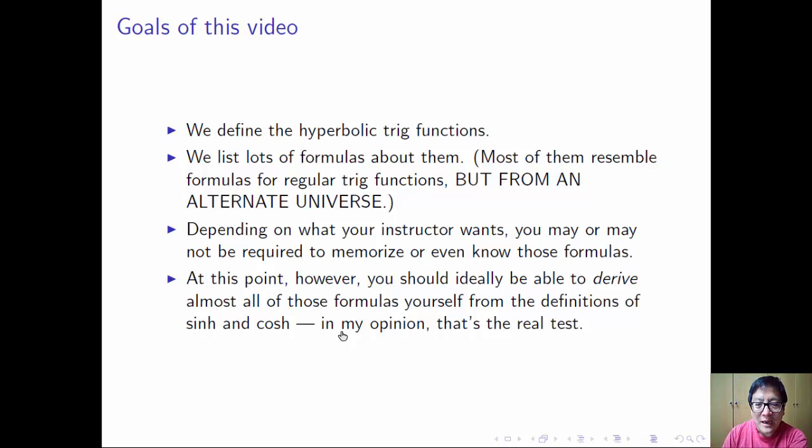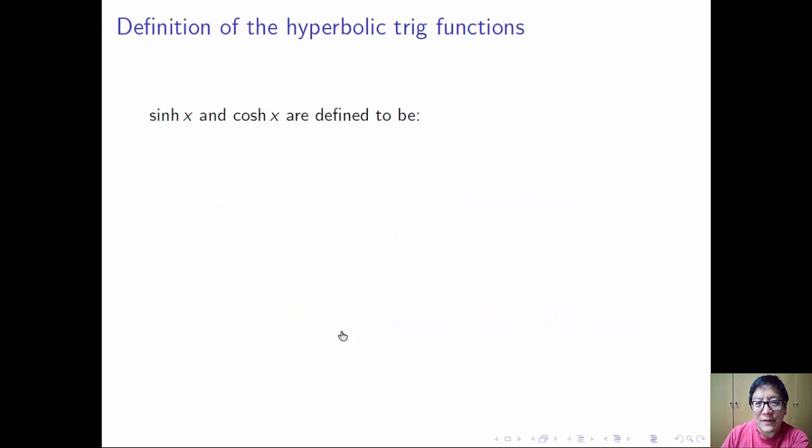Okay, well, anyway, we'll go through them a bit anyway. All right, so the hyperbolic trig function. So sinh of x, so this thing is pronounced sinh, and this is pronounced cosh. So sinh of x and the cosh of x are defined to be, the sinh of x is defined to be e to the x minus e to the minus x over 2, and the cosh of x is equal to e to the x plus e to the minus x over 2.